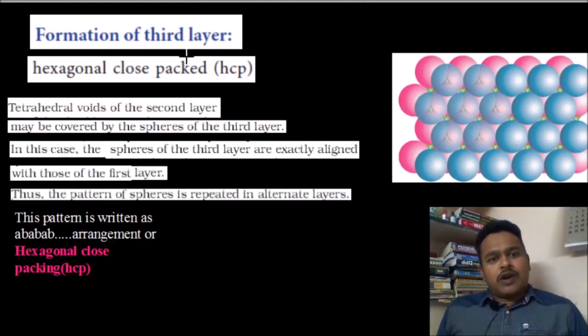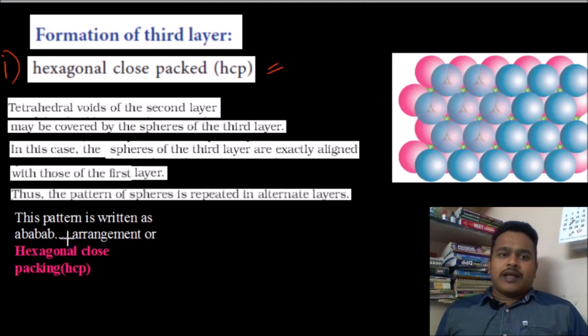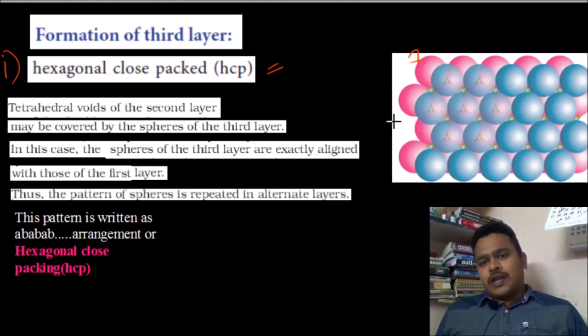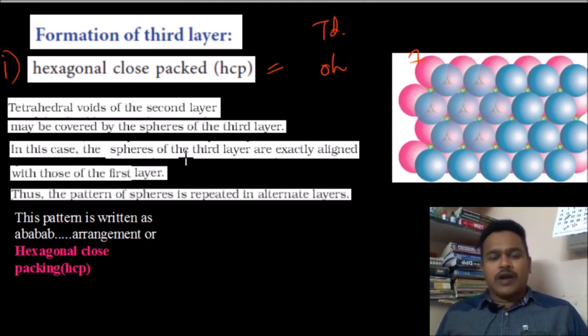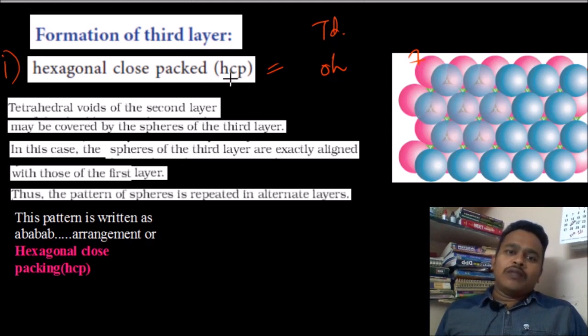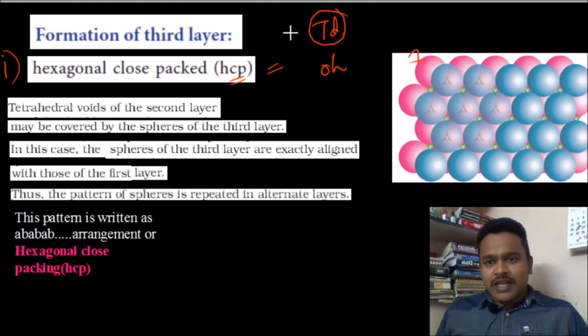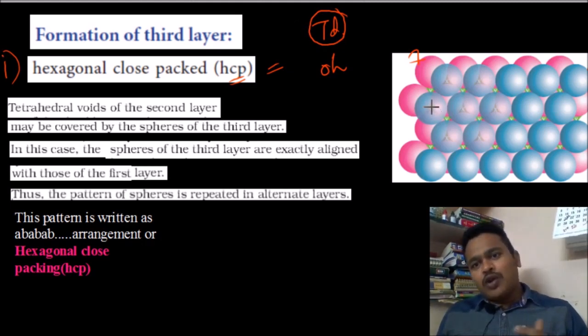Now, formation of the third layer. In that third layer, one of the things is hexagonal close packing. As we discussed, once the second layer is formed, how many voids are you observing? Tetrahedral voids and octahedral voids are observed. Now, to form the HCP structure, we have to arrange the third layer spheres on tetrahedral voids. Wherever tetrahedral voids are there, we are going to cover.